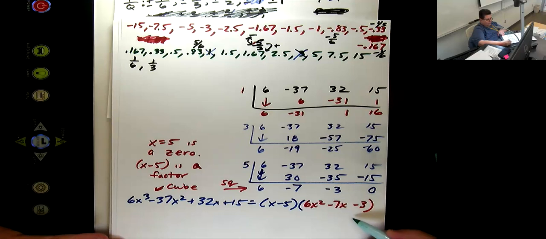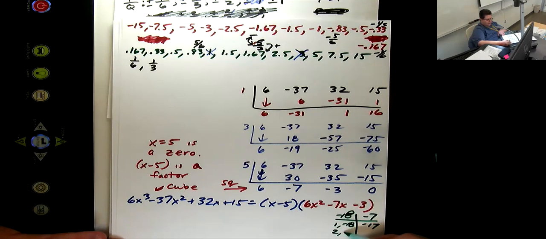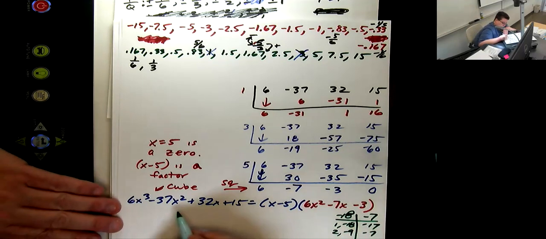We can use the quadratic formula, or a times c is negative 18, and it needs to add to negative 7. So we can do 1 and negative 18, that's negative 17. 2 and negative 9 adds up to negative 7. So let's split this up.